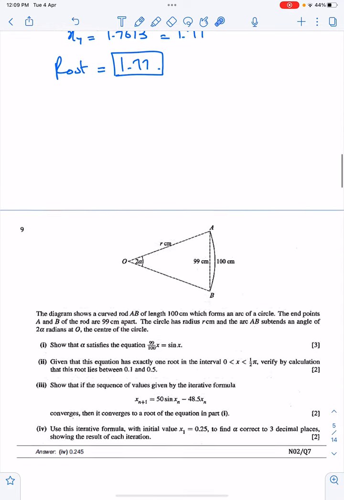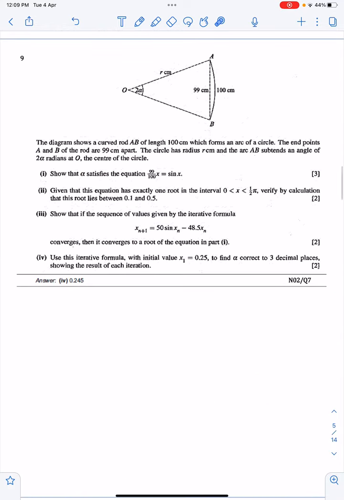Okay, in this second type of questions, they give you a figure and they ask you to prove something first, and then they give you the same parts after that. Okay, let's read this question. It says the diagram shows a curved rod AB of length 100. So this is the rod AB, which is of length 100, which forms an arc of a circle. The endpoints A and B of the rod are 99 centimeters apart.